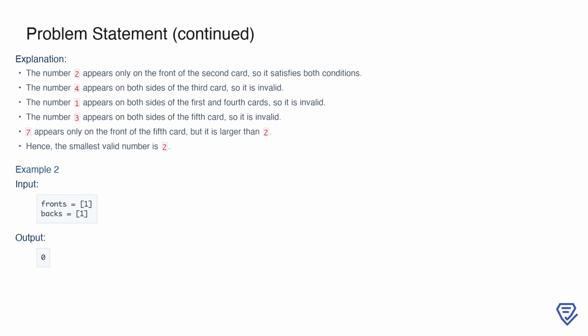Lastly, while the number 7 is valid, it is larger than 2. Since we are looking for the smallest valid number, the answer is 2. This example highlights how you must carefully evaluate each number's occurrence to determine its validity.